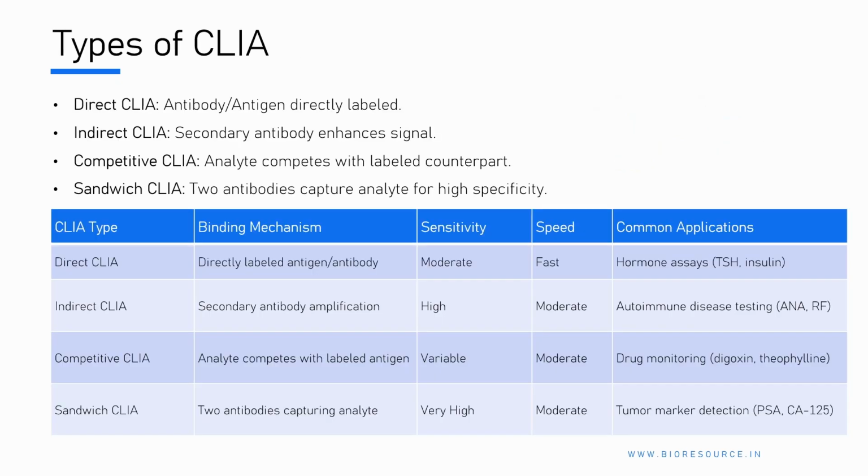Chemiluminescent immunoassays are classified into different types based on the labeling strategy or the binding mechanism used for detecting an analyte. Each type has unique advantages and applications. So let's look at each one of these in detail.